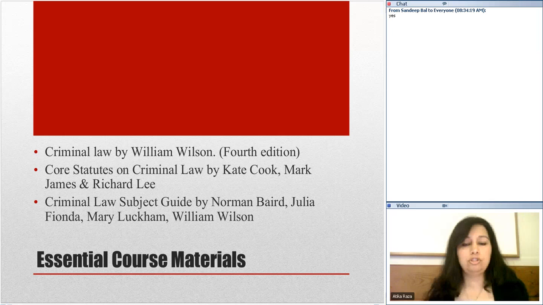The textbook is called Criminal Law by William Wilson. Make sure it's the 4th edition. You always want to get the latest edition, whatever is recommended by your university, because every time there's an update, they bring out a new edition. After that, you have Core Statutes on Criminal Law, written by Kate Cook, Mark James, and Richard Lee. That's also one of your recommended readings from your University of London.